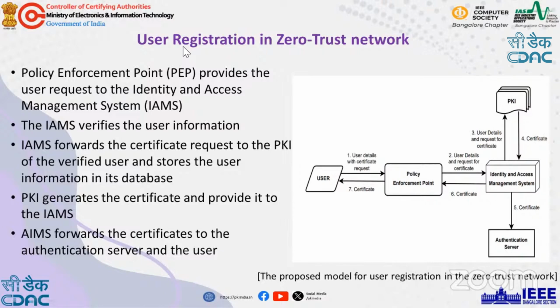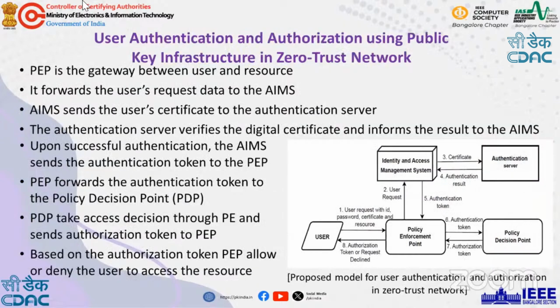Then the PKI signs or generates the certificate for the requesting user and sends it to the identity and access management system. Then this system sends one copy of the certificate to the authentication server for further use and one copy of the certificate to the policy enforcement point, and the policy enforcement point sends the user certificate to the user. Then our final work, we can see here, is user authentication and authorization using the public key infrastructure in the Zero Trust network.